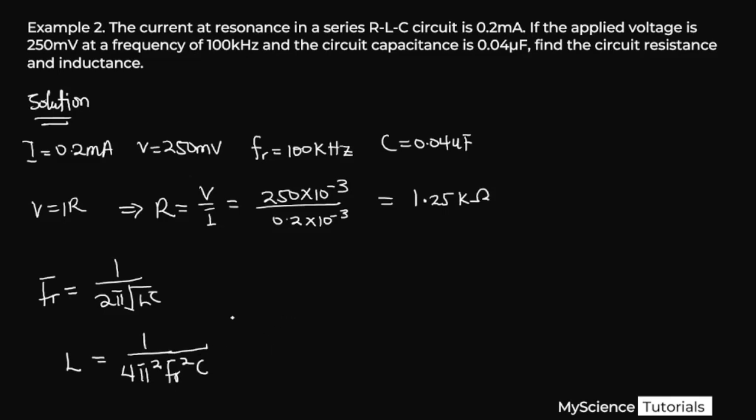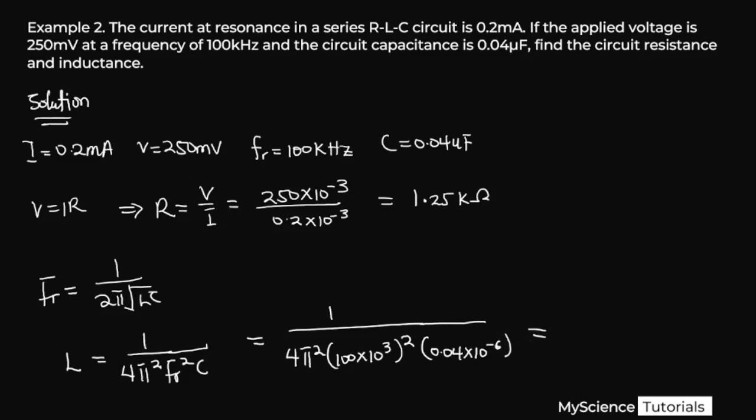Okay, so using this, if we do the substitution, we are going to have 1 on 4 pi squared. The resonant frequency we're given to be 100,000, so 100 times 10 raised to the power 3 squared, don't forget to square that, then multiply by the capacitance, which is 0.04 times 10 raised to the power minus 6. If we compute everything into our calculator, we are going to get 6.33 times 10 raised to the power minus 5.